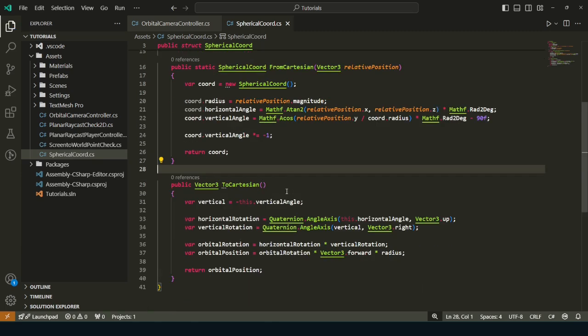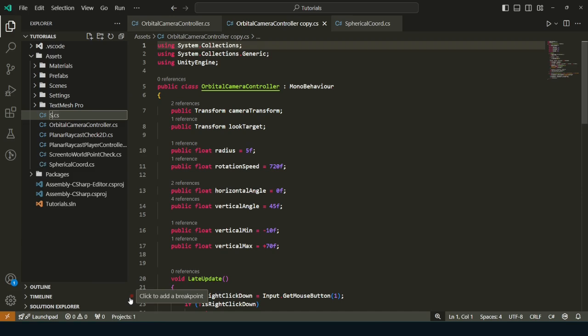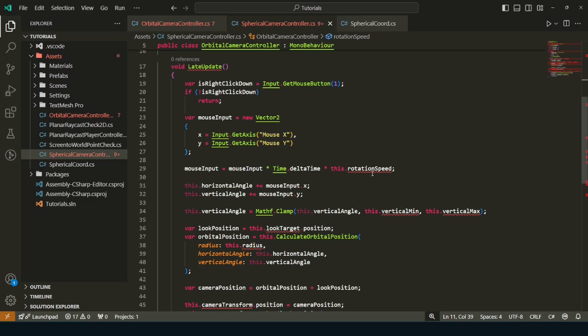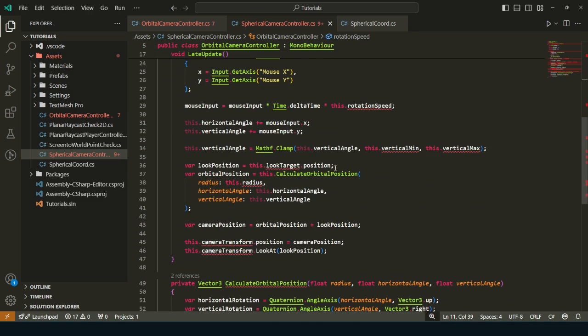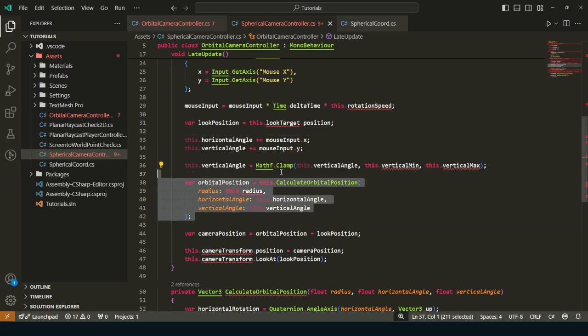So this should work now. What I want to do next is take this Spherical camera controller and make basically the exact same camera controller, but instead of doing this sort of explicit angle stuff, I wanted to use the spherical coordinates. So take this up here, get my look position, camera position down there is fine. And we're gonna gut this for now.